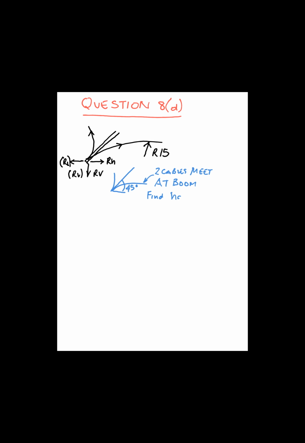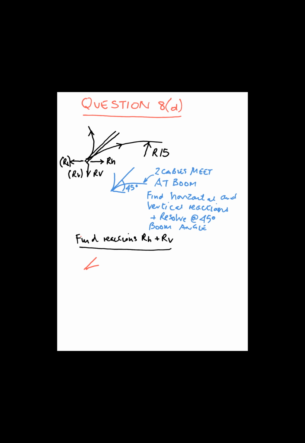If we go back to square one, ignoring the cable force that we found before, we're going to resolve for the horizontal and the vertical reactions to find the boom forces from a 45-degree resolution. So first of all, we find the reactions RH and RV.